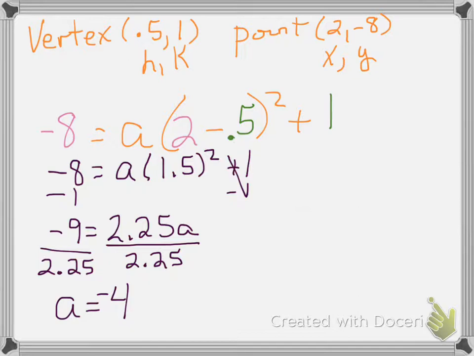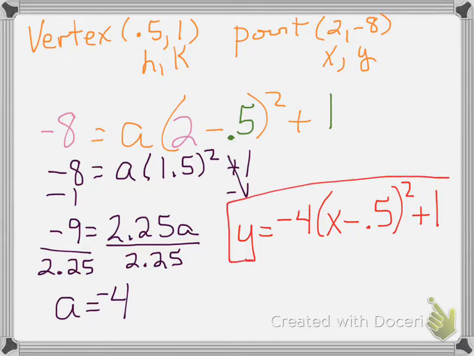Let's get a different color here. Let's go with red. Okay, so my final equation is y is equal to, my a is what? Your a is -4. -4 times x minus what? 0.5. 0.5 squared plus 1. There's my final answer. Good job, Nathaniel.